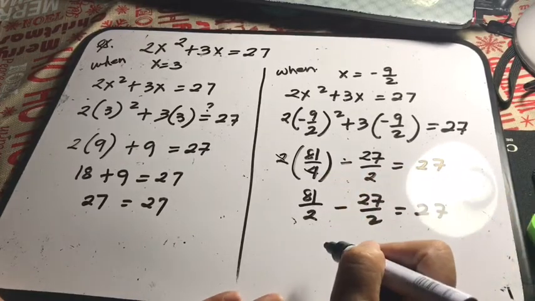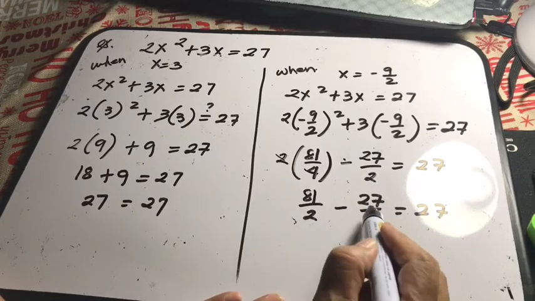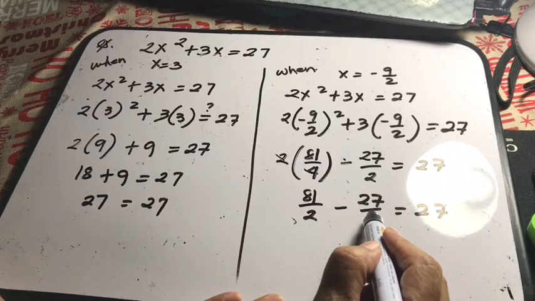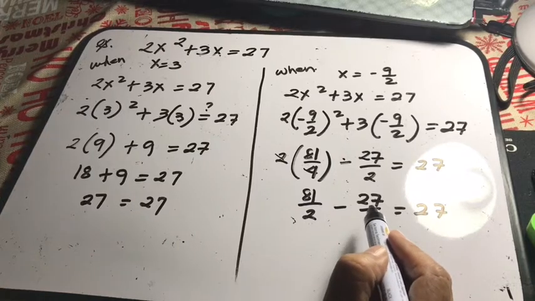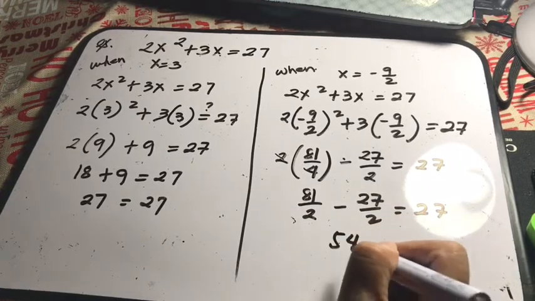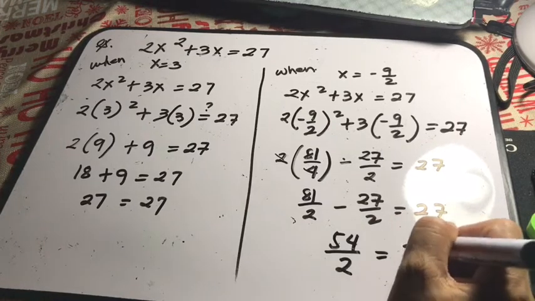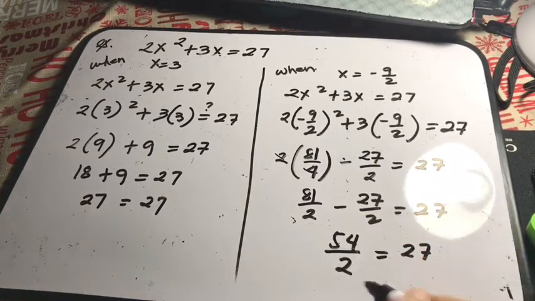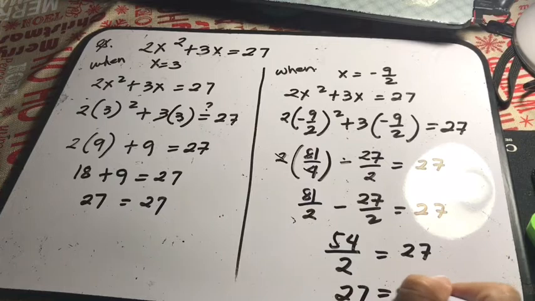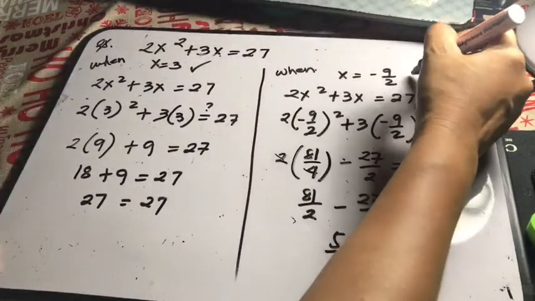What is 81 over 2 minus 27 over 2? 81 minus 27 is equal to 54, so this is 54 over 2 equals 27. What is 54 divided by 2? You have 27 equals 27. So if these are equal, then our solutions are correct.